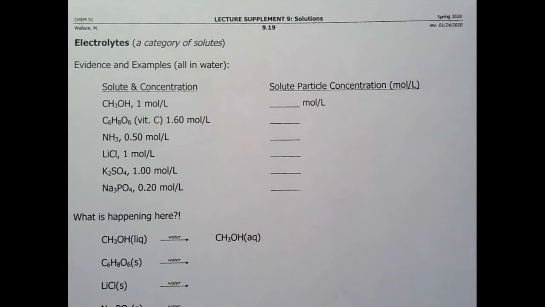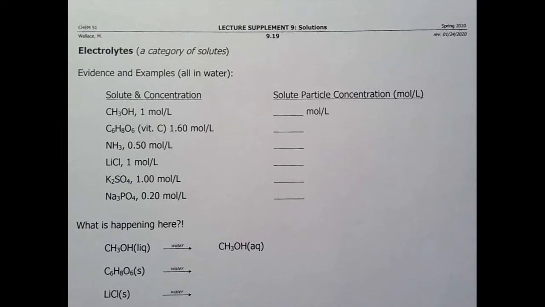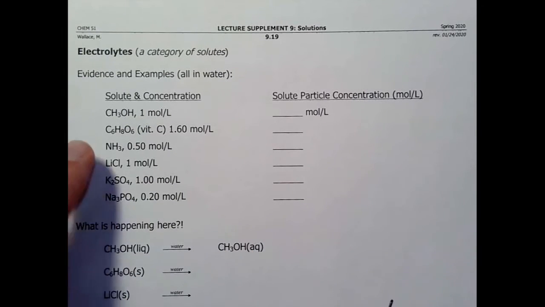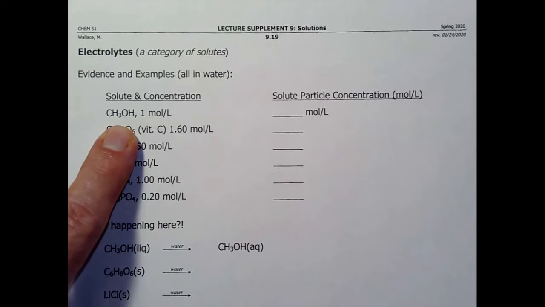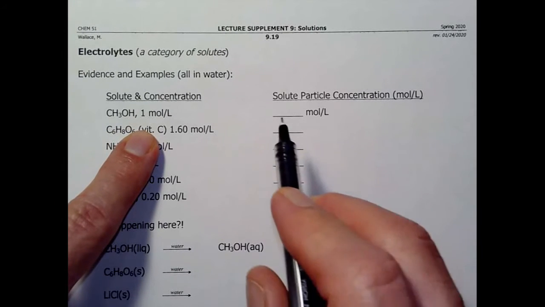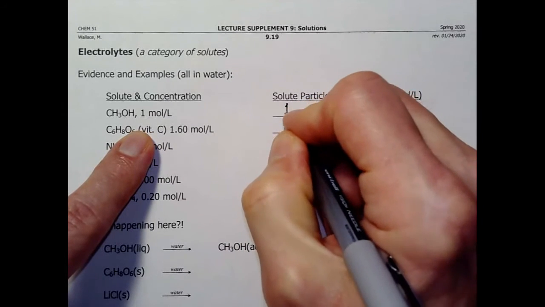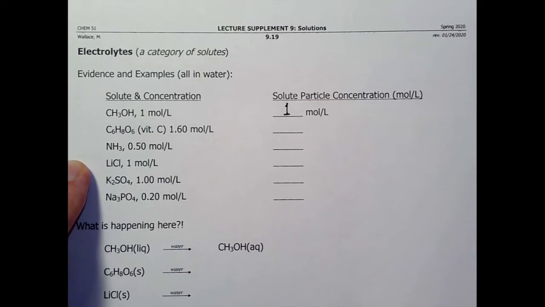So for the rest of chapter 9, we're really going to be talking about the physical properties of solutions. So I'm on page 19, and I've got these concentrations. I've got methanol, CH3OH, 1 mole per liter. If I were to think about the solute particles, I'd say, well, there's 1 mole per liter. And you're thinking, so what?